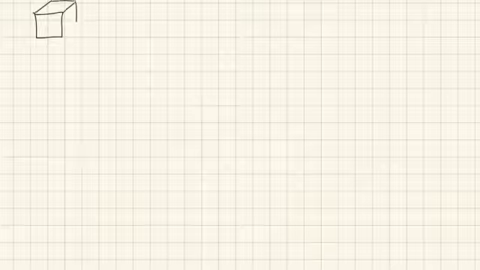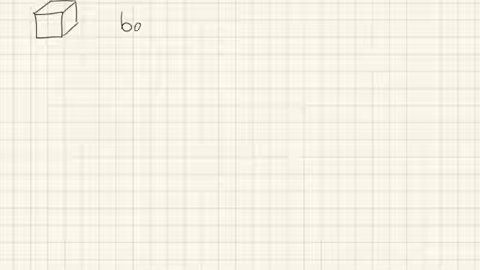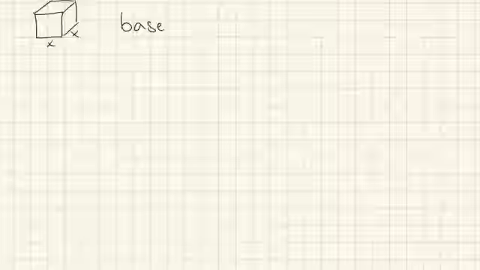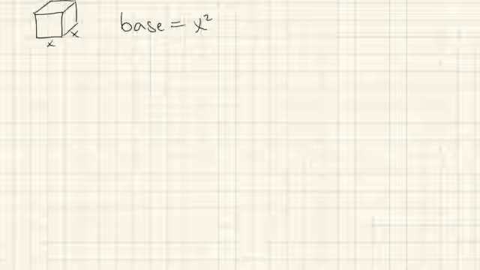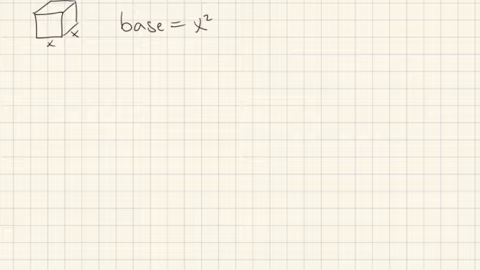For this problem, we were asked to find the largest possible volume with 1,300 centimeters squared of material for a box that has no lid. Now our base will be x times x, which is equal to x squared for volume.